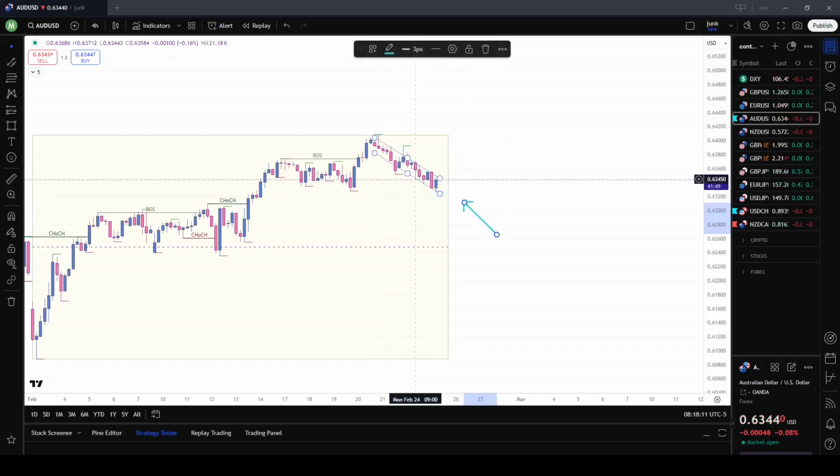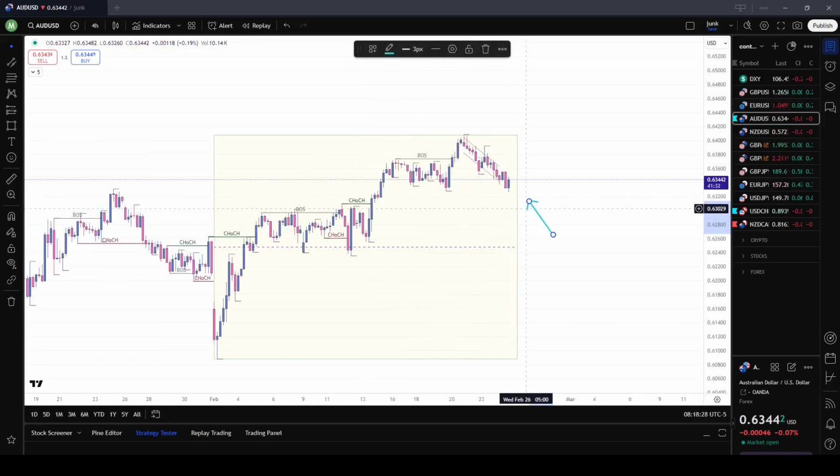But at the same time, this low did break past the structure. So this was the demand that was in control, and it didn't close below it, but it did break past that structure. So I'm looking to see if this will continue higher.